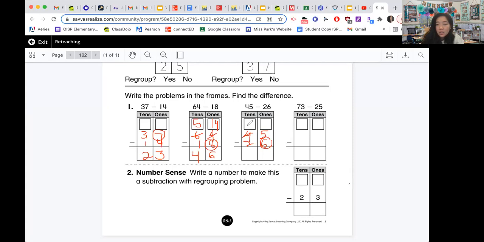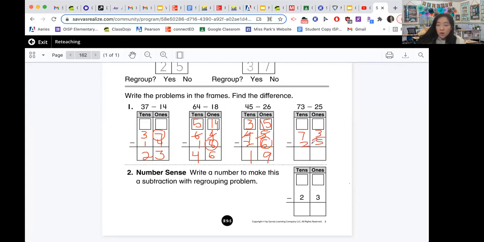5 minus 6, you can't do that. You need to regroup. More on the floor, go next door and get 10 more. So we took away 10 from 4 tens. So we have 3 tens now. We added 10 ones to 5 ones. So we added 10 plus 5, which equals 15. 15 minus 6, 15, 14, 13, 12, 11, 10, 9. 3 minus 2 equals 1. Your answer is 19.